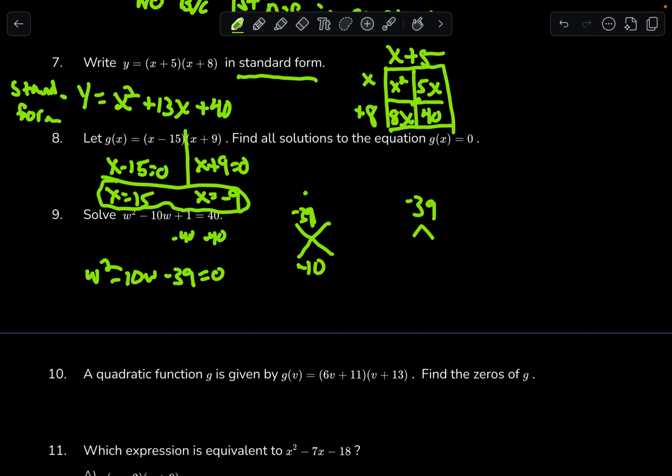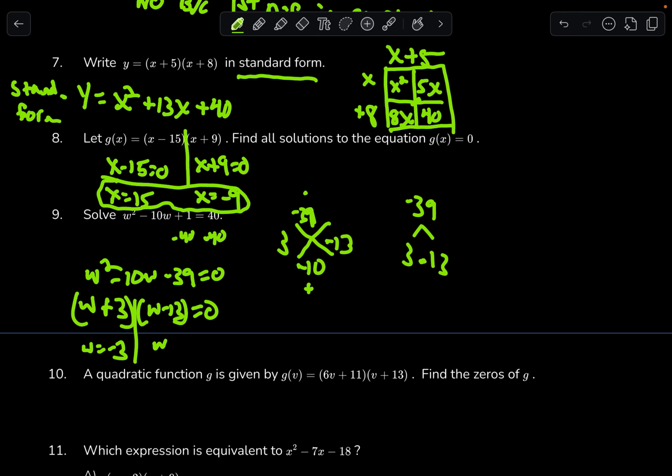Well, negative 39 could be 3 and 13. One of them's got to be negative, and it's got to be the bigger number because the sum, remember this is the sum down here, is negative 10. So it looks like it's 3, negative 13. So this can be thought of as w plus 3, w minus 13 equal to 0, which gives us two answers. W equals negative 3, and w equals positive 13. All right? So there you go. That was by factoring. You could also use the quadratic formula.